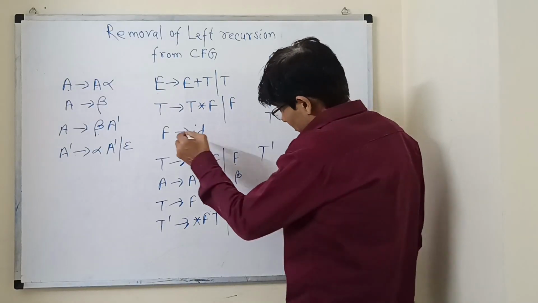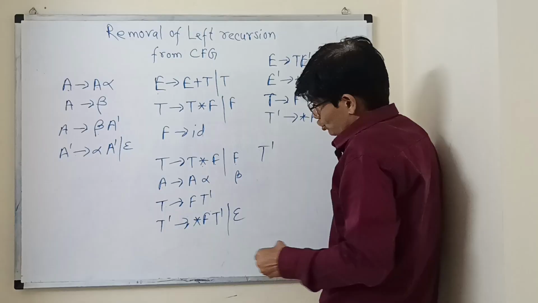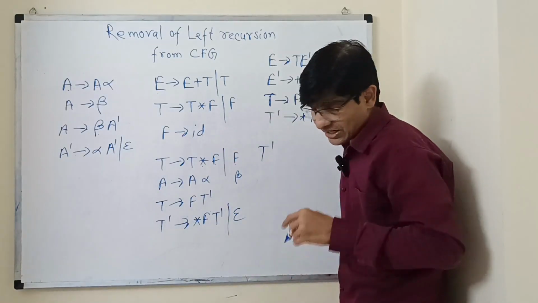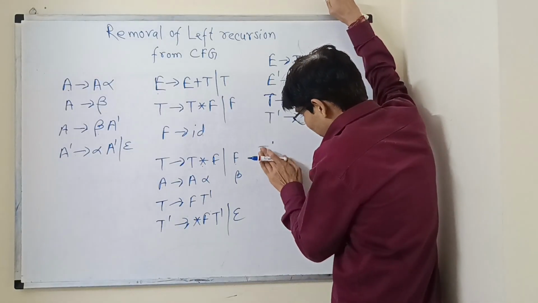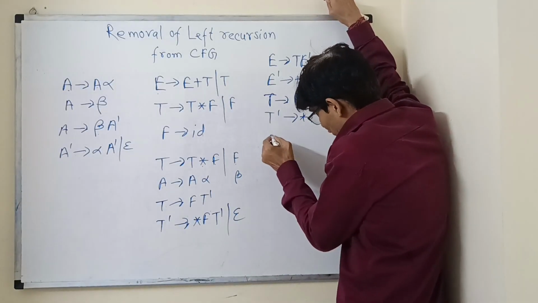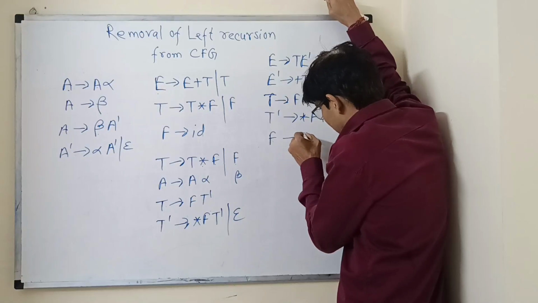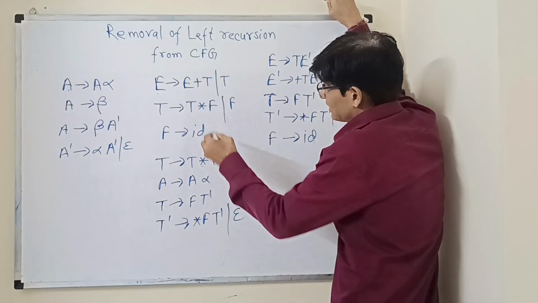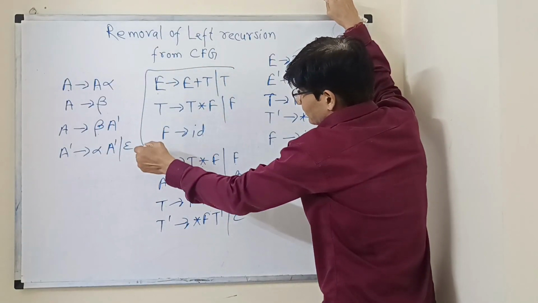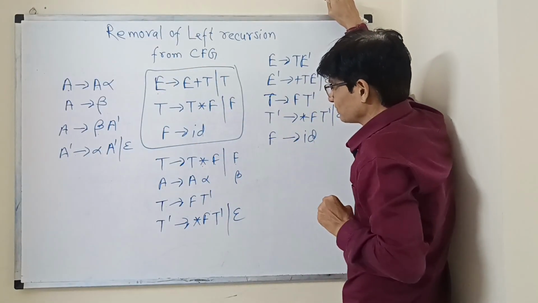Now third, we consider the third variable. In the third variable F, we have only a non-recursive production, so no need to change anything. So we can directly write F gives ID here. So this is our left recursive grammar.